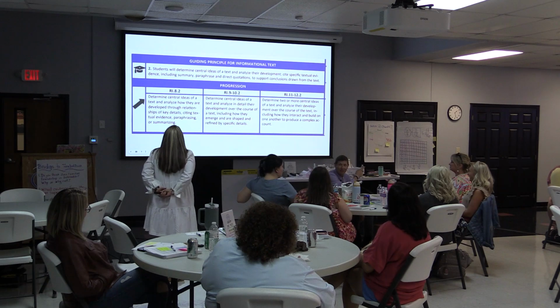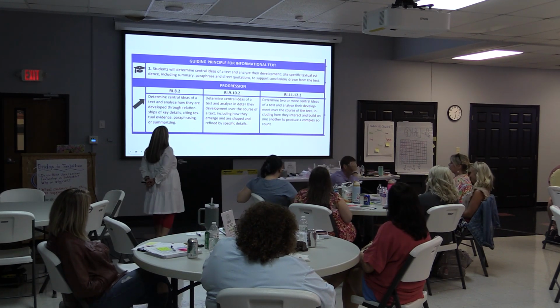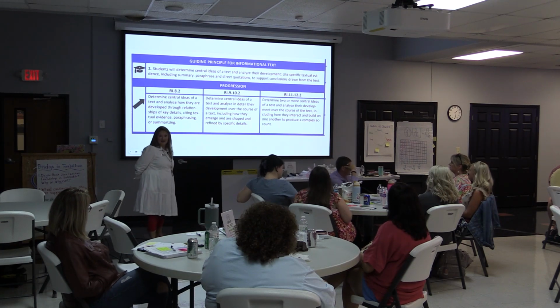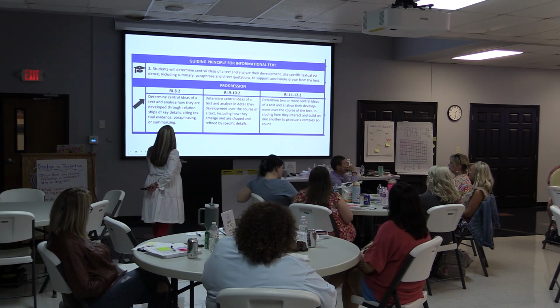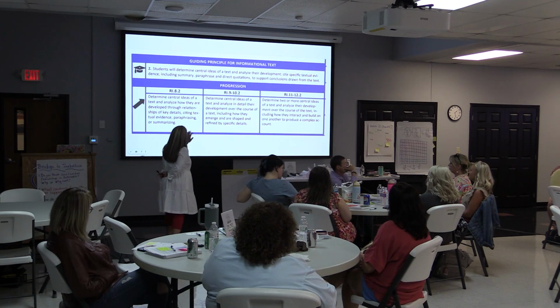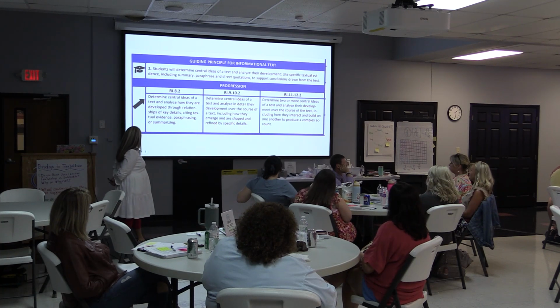So we got central idea of text and analyze that text in detail and how it developed over the course of the text. Remember we talked about that a bit ago with our other reading passage and how things are shaped, how they're redefined by details in that text. So you see it's pretty hard, right? What do they have to do in 9th grade that they didn't have to do in 8th grade?